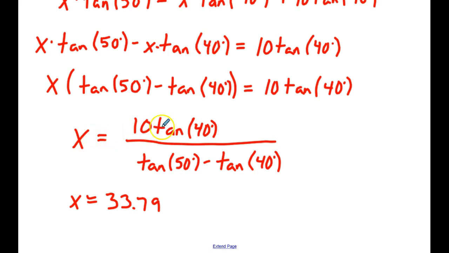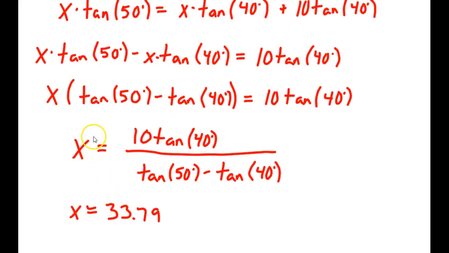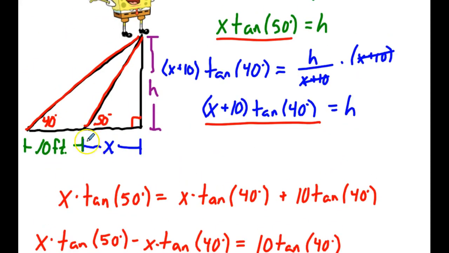So now we get x equals 10 times the tangent of 40 degrees divided by the tangent of 50 degrees minus tangent of 40 degrees. So if you type this in a calculator, you get x is approximately 33.79. We're not quite done with the problem because that just represents this distance. Now we need to use that distance to find h by setting up another trig ratio.